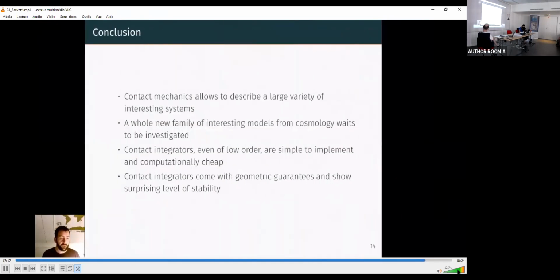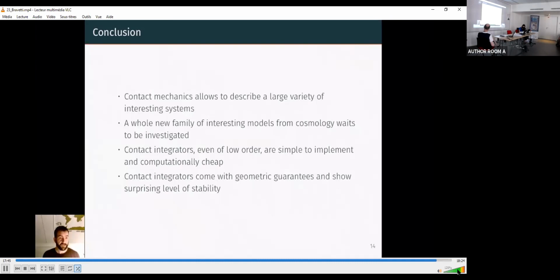So to recap and conclude, since the time is almost over, contact mechanics allows us to describe a nice class of interesting systems. There are new systems coming from cosmology which might have quite intriguing properties if they are investigated properly, both from the analytical and numerical point of view. And we believe that these families of contact integrators are a good tool to explore these new kinds of systems.